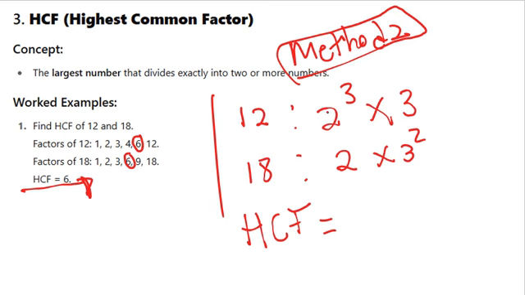Okay, if you check, you have 2 to the power of 3 here, you have 2 here, so 2 is the one that has the smallest power.